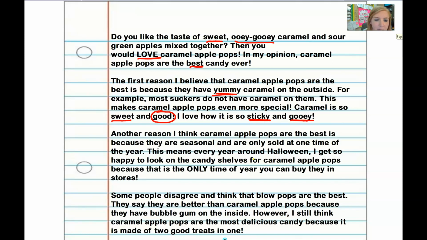Now that sounds a lot better. So I'm just going to cross it off and write delightful. Caramel is so sweet and delightful. I love how it is so sticky and gooey.